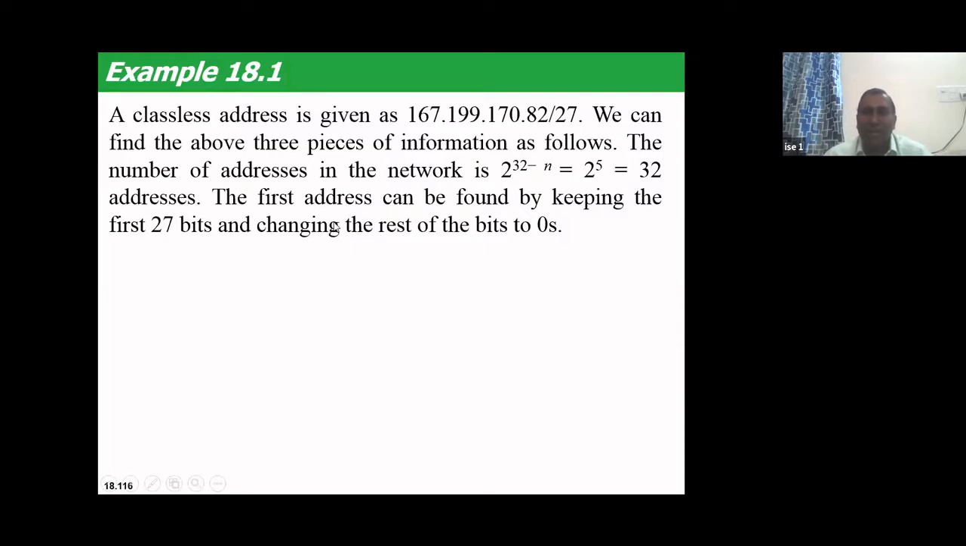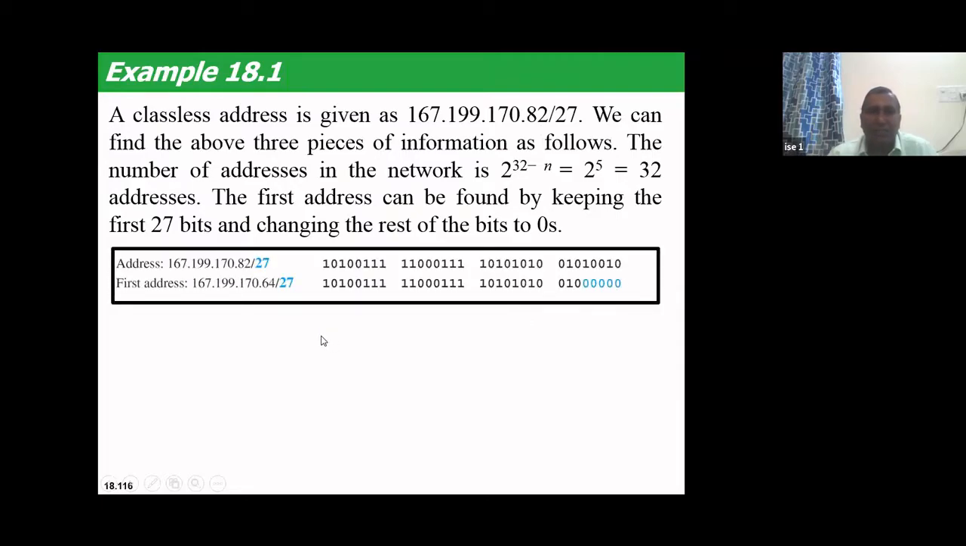Now, how can I find, from this given address, where these 32 addresses begin and where they end? That concept is very simple. You take these 32 bits, which are the binary equivalents of 167, 199, 170, and 82. Now I'll calculate the first address.